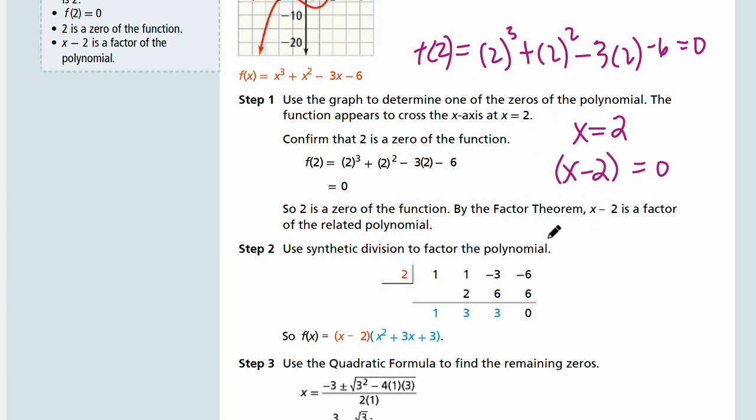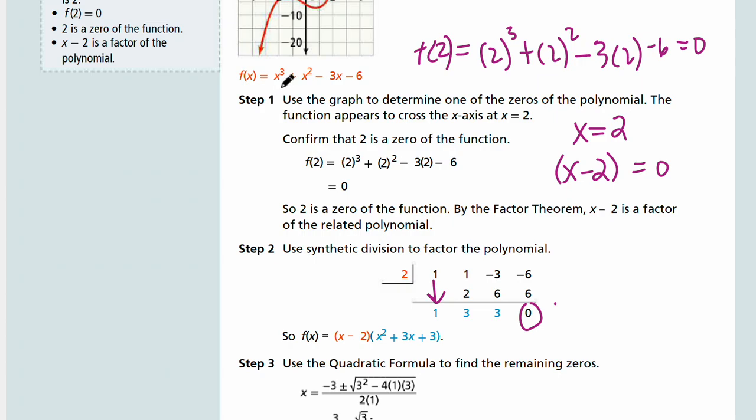1, 1, -3, -6. Put down the first leading coefficient, and then you multiply 2 times 1, 2. Add them, multiply, add them, multiply, and you get a 0. Nice little 0, no remainder. So then it's a nice little factor with x squared plus 3x plus 3.